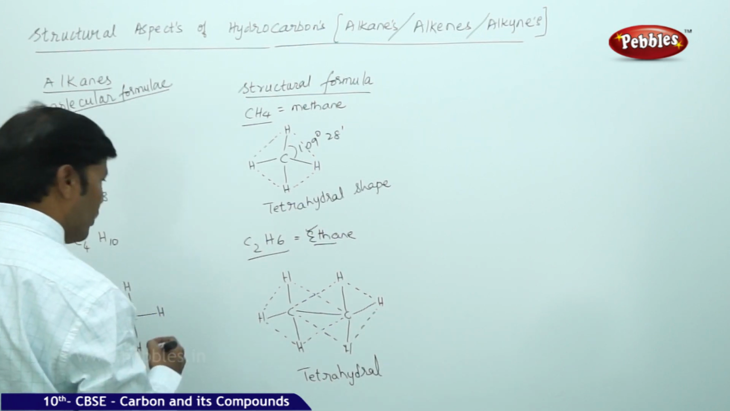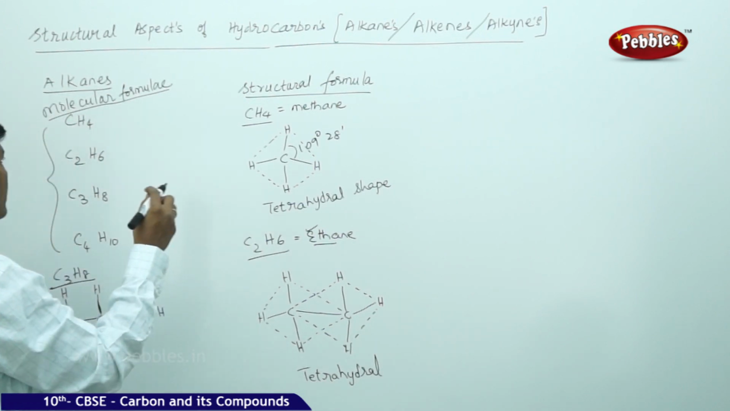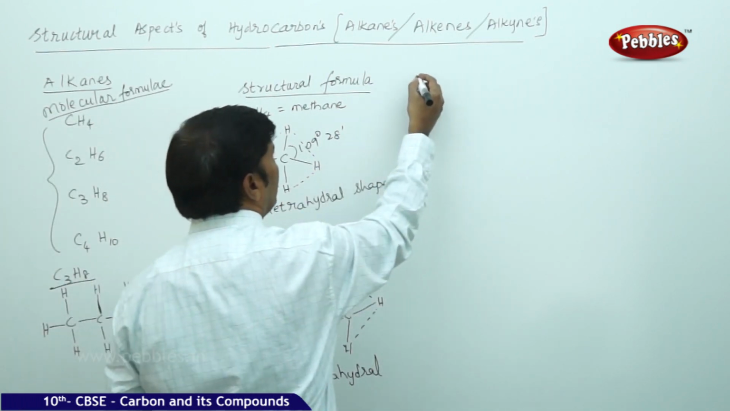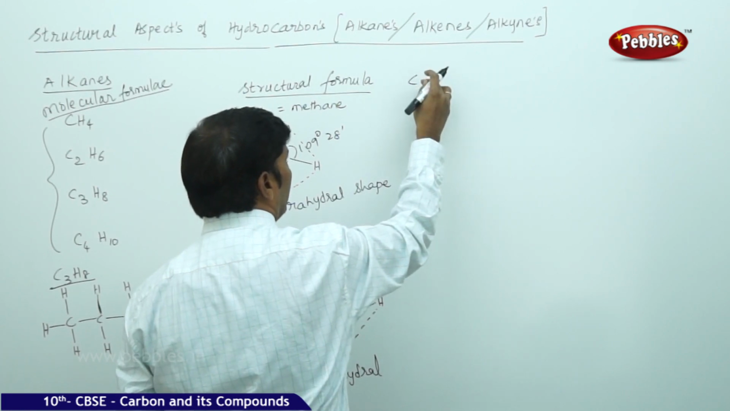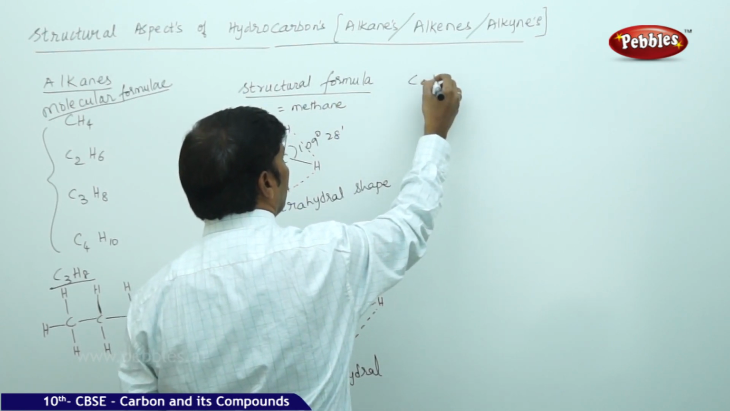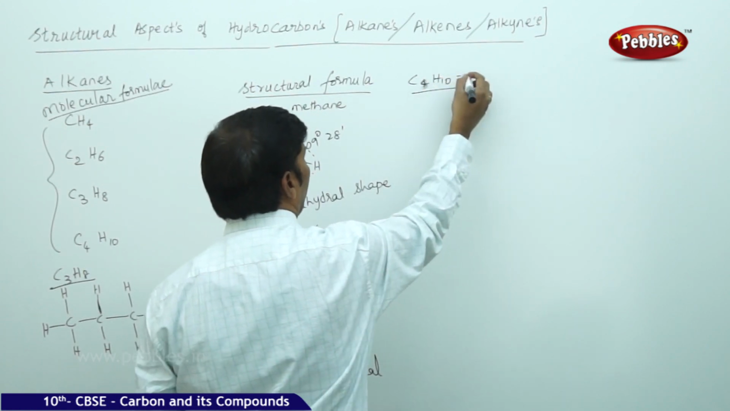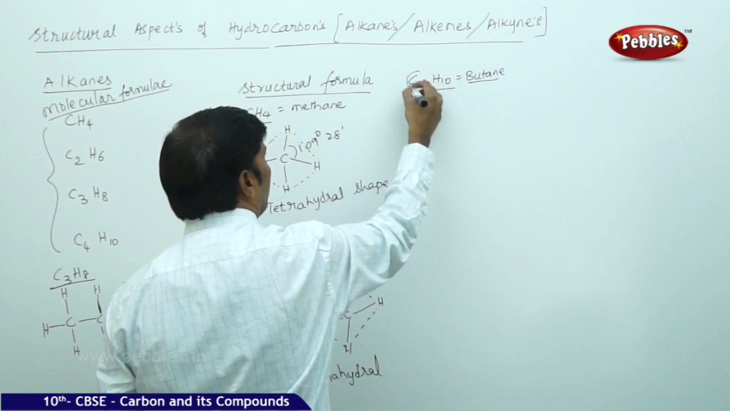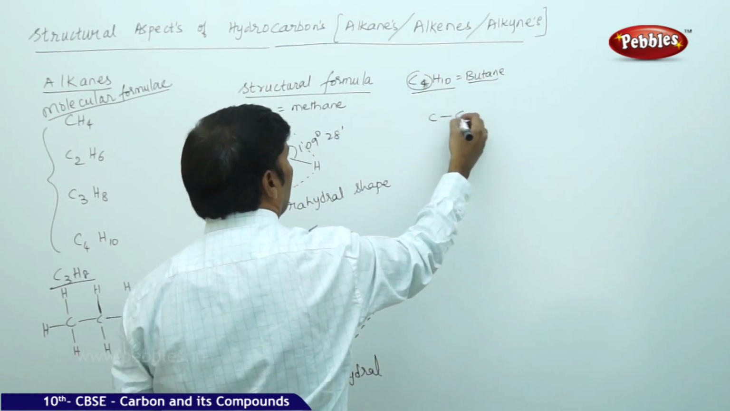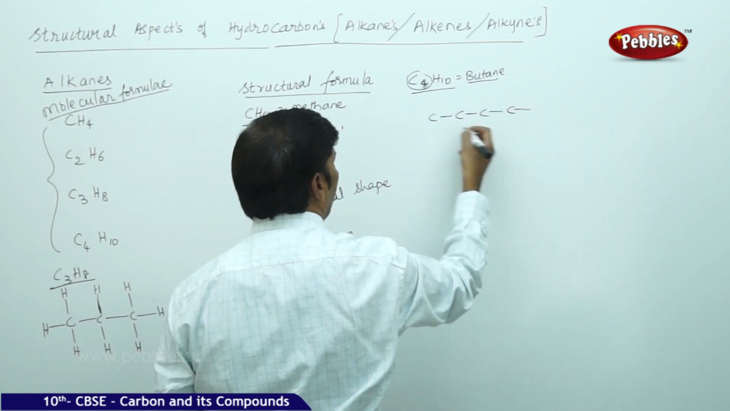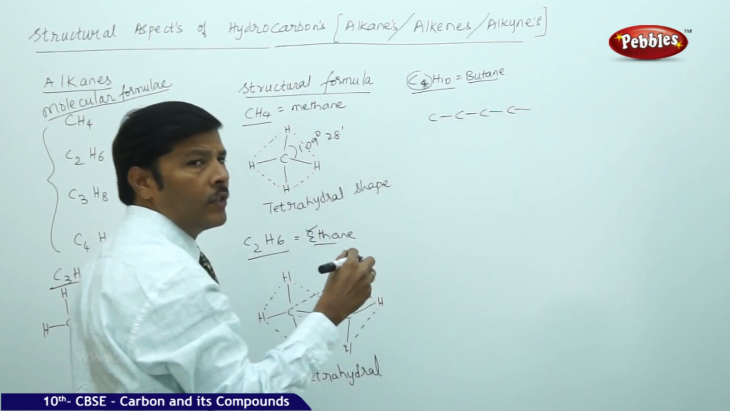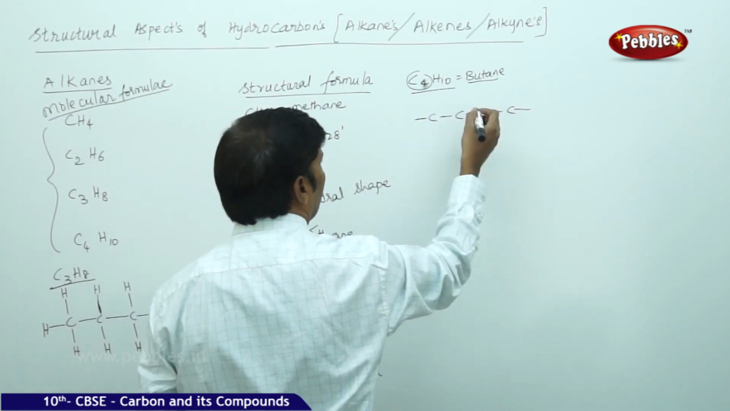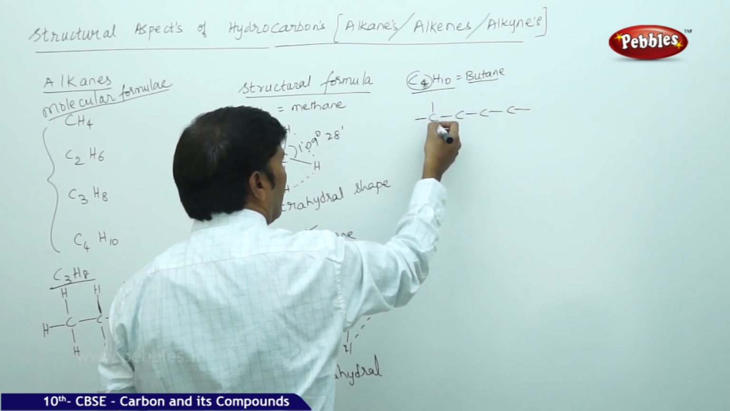Likewise, if you go for butane, C4H10, this is butane. The number of carbons is 4, so immediately 1 2 3 4 satisfy. This is called the carbon skeleton. First you have to show the carbon skeleton. When you show this carbon skeleton, attach each carbon with the covalent bonds, then you satisfy the rest of the valences of each carbon.